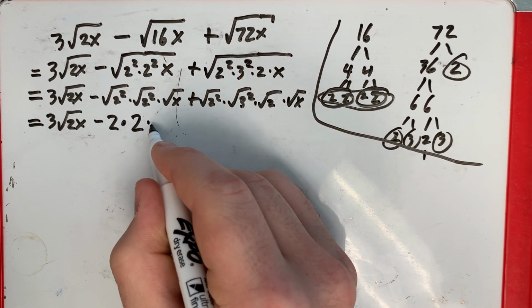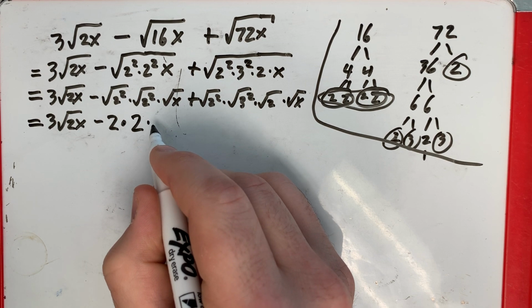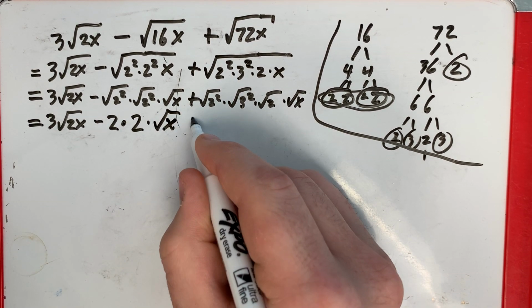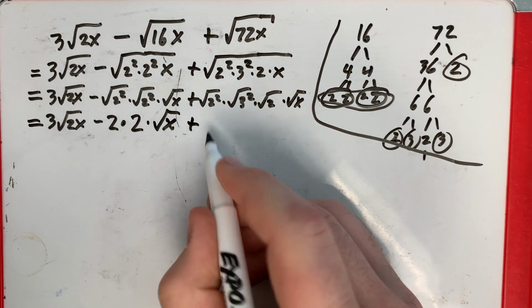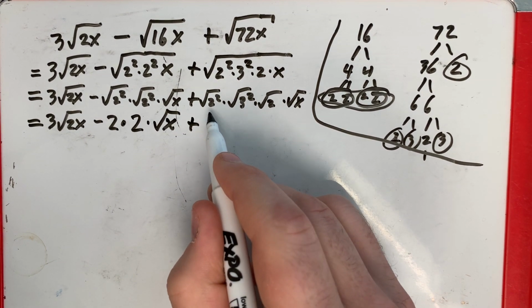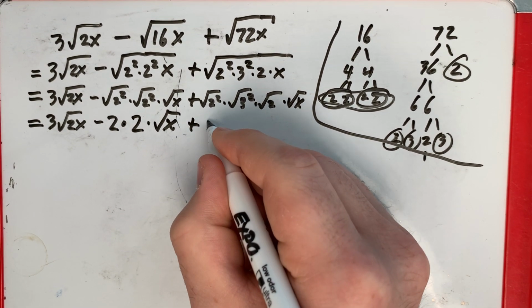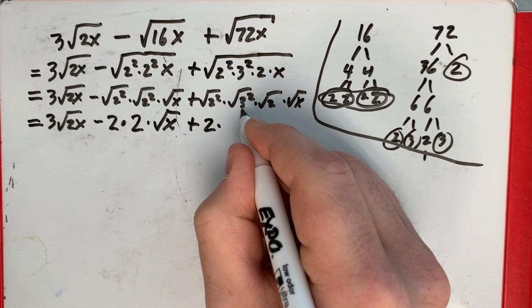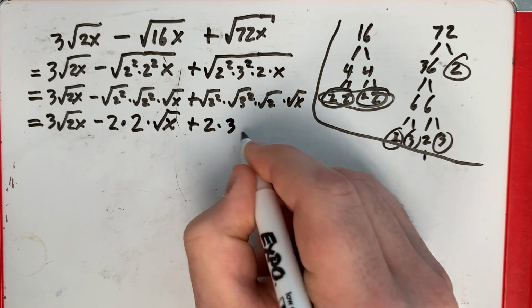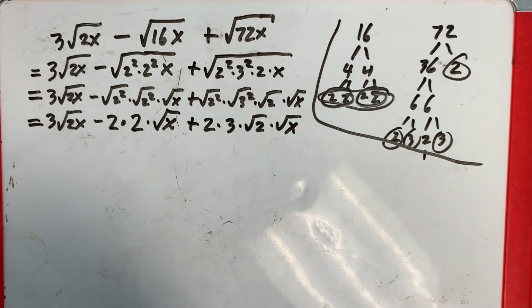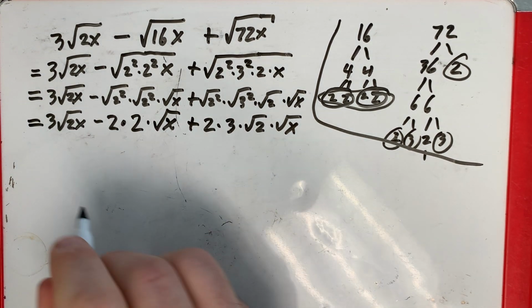Then we have square root of x here. Then we have, okay, so what else do we have? We have square root of 2 squared. That's going to give me 2. And we have 3 squared square rooted. That's just 3. Then I have a square root of 2 times the square root of x, because those can't be broken down any further.